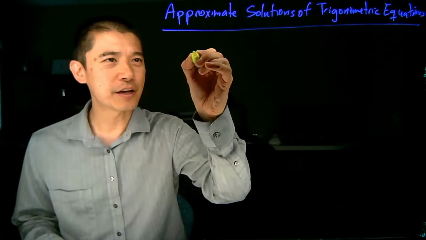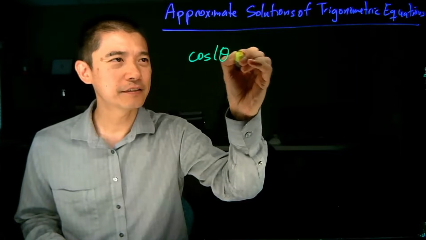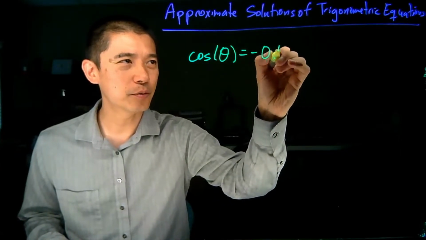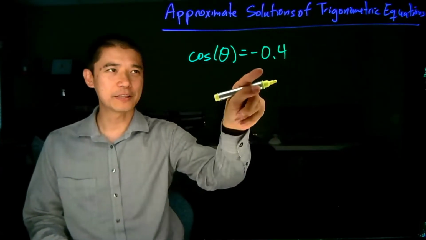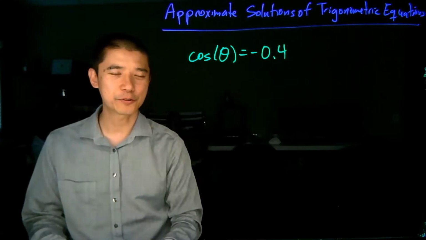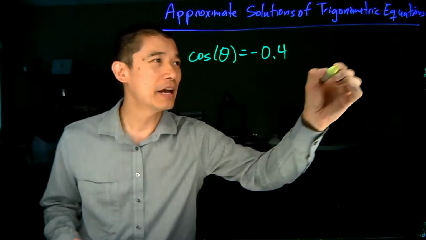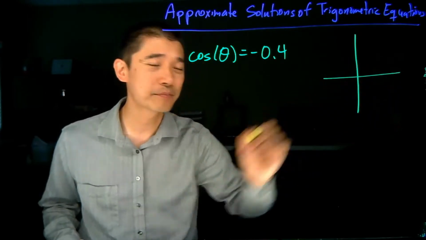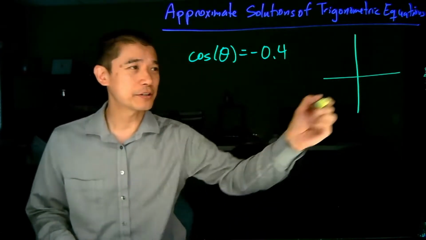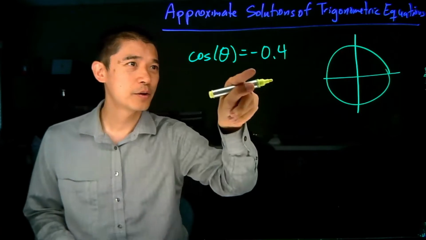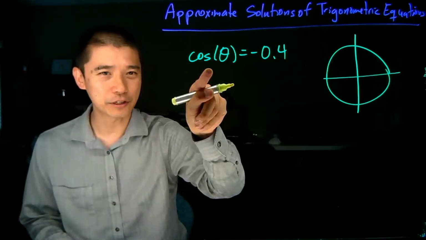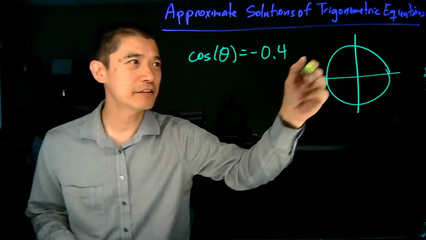So here's another example. Cosine of theta is equal to negative 0.4. Once again, this is not a known value from our unit circle chart, so we're going to have to do this the long way. And in this case, we're going to do it in radians. So what is our picture? We have our unit circle. We have cosine, which is the x-coordinate. We want the x-coordinate to be negative 0.4.